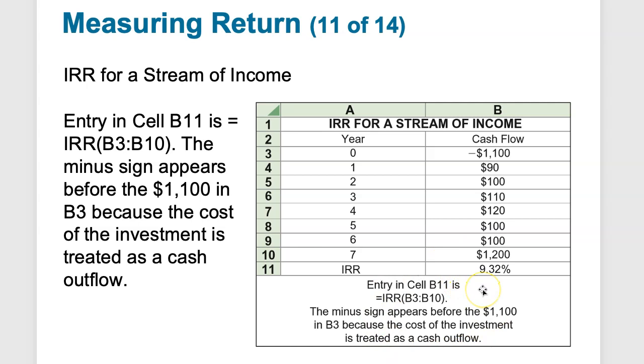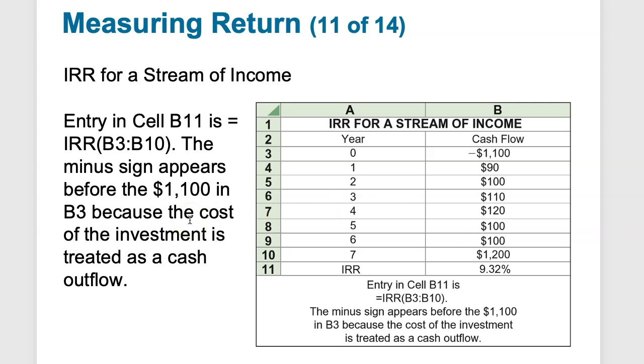So the internal rate of return on this particular project is 9.32%. And this would tell us that, yes, this is a positive return. So the internal rate of return on this investment would be 9.32%.